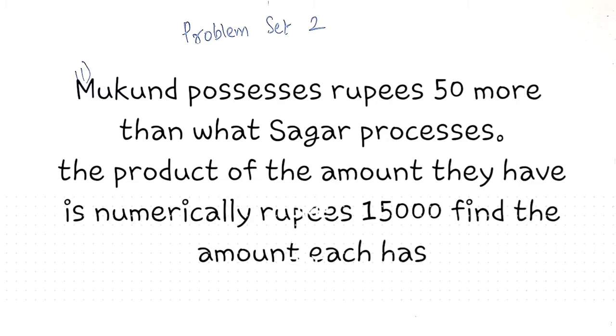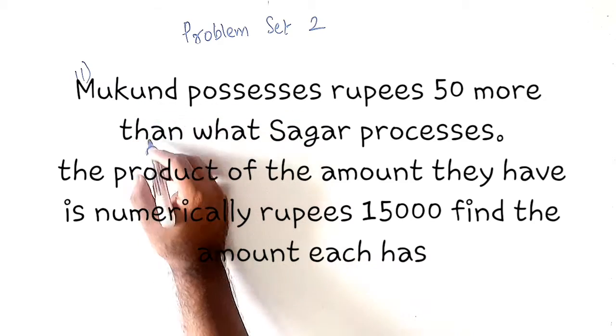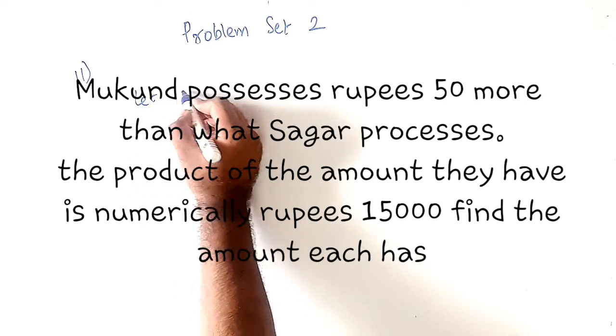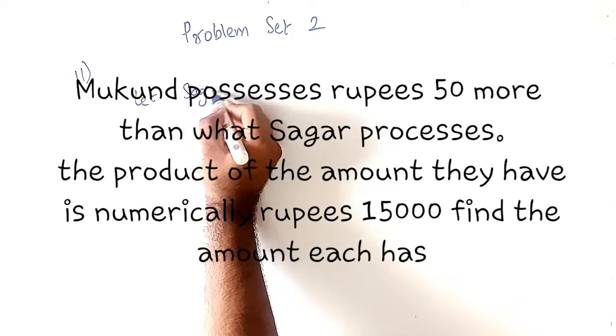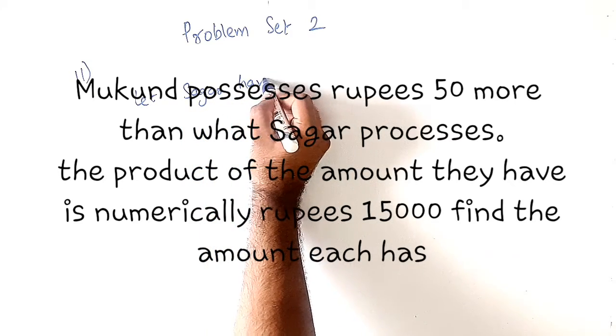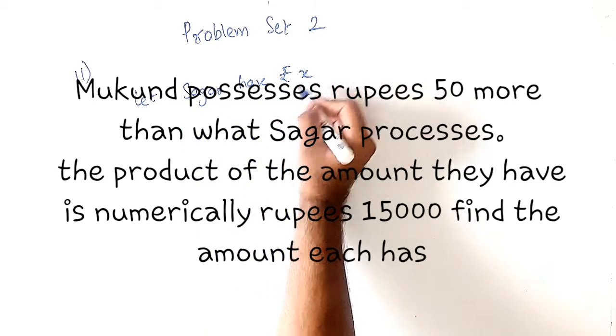So the 11th one says that Mukund possesses rupees 50 more than what Sagar possesses. Now the product of the amount they have is numerically rupees 15,000. Find the amount each one has. Now what we'll do is, because Sagar has the lesser amount, let Sagar have rupees x.